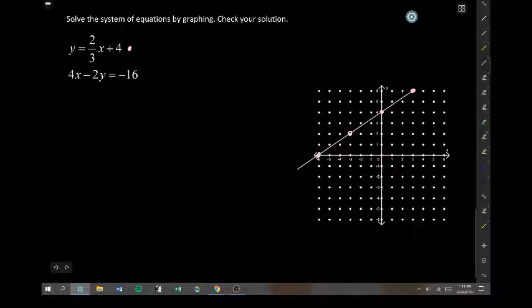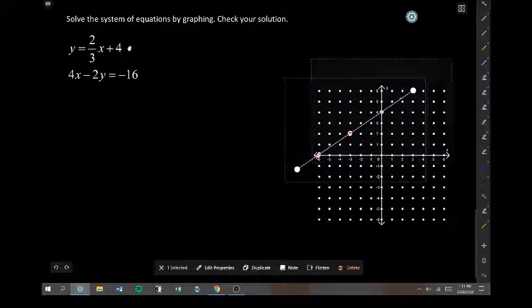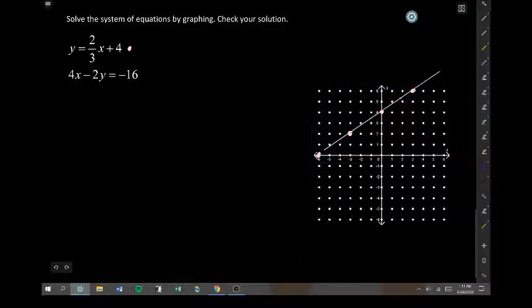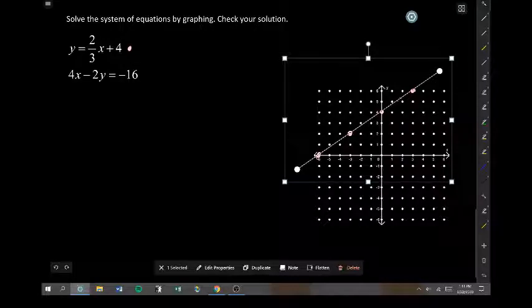Make sure your line extends across the whole entire plane, and make sure that you're putting down dots in a very accurate manner, counting out the slope each time. Point, point, point, point. Otherwise you can drift and it won't work very well.